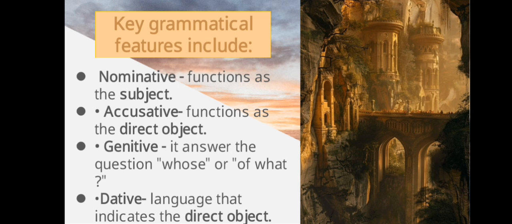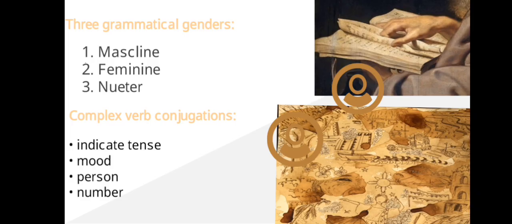So we're done with the grammatical cases. Let's move on to the three grammatical genders. So we have here masculine, feminine, and neuter. We all know about this. Grammatical gender is a system in which nouns are categorized into different classes, usually marked by articles, adjectives, and pronouns. It's not about biological sex, but a grammatical feature that affects how words are used in a sentence. So here's a breakdown for you guys. First we have masculine.